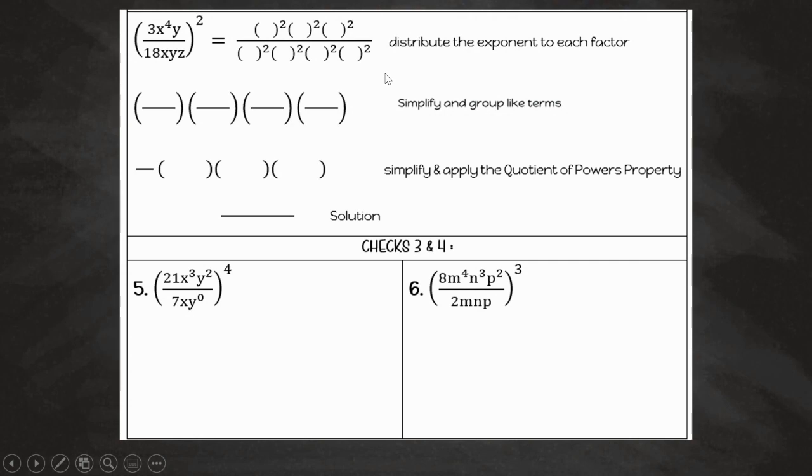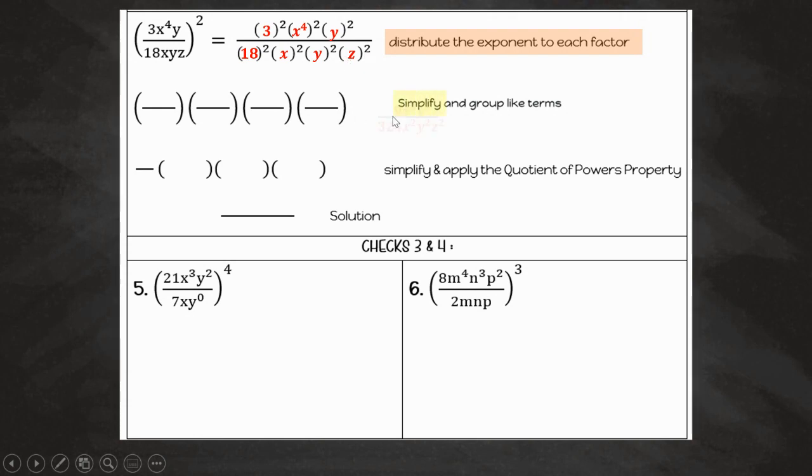We are again going to group our numbers, but we're going to distribute our exponent first and then we will group them in our next step. So this exponent of 2 is going to be distributed to every term inside the parentheses. So we're going to get 3 squared, x to the power of 4, all to the power of 2. So we're going to use our power to a power rule. Y to the power of 2, and then in our denominator, 18 squared, x to the power of 2, y to the power of 2, z to the power of 2.